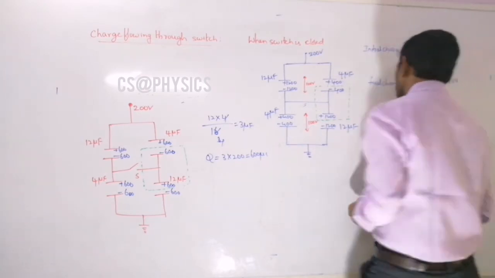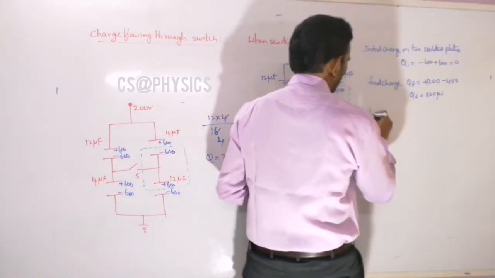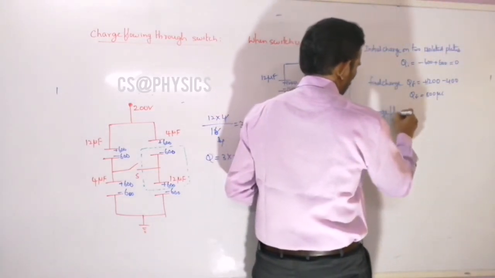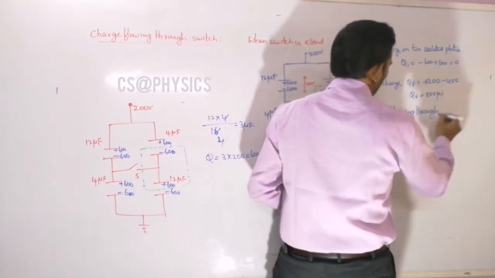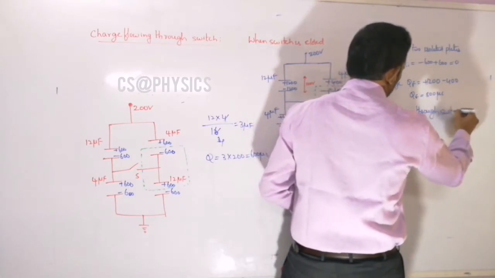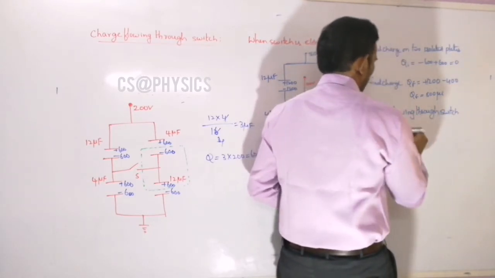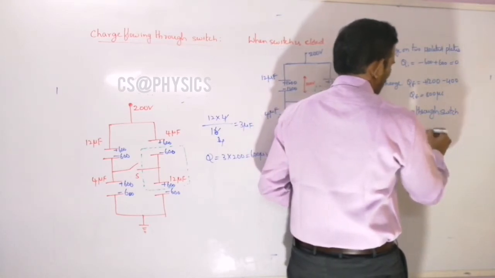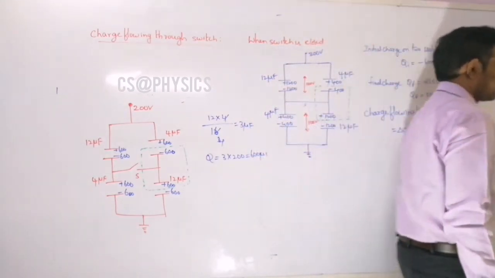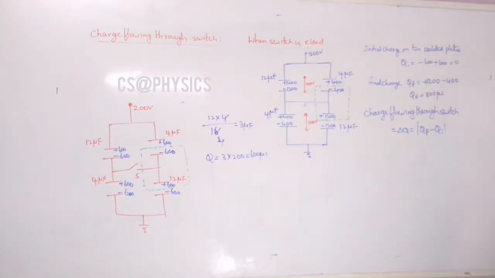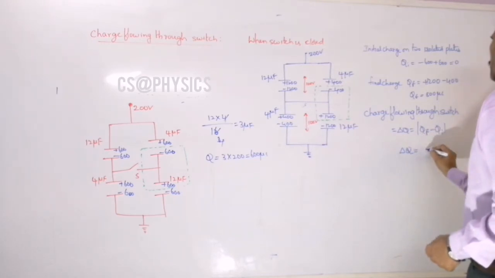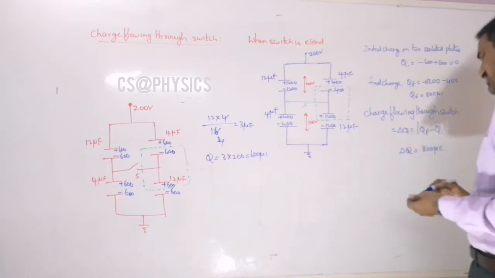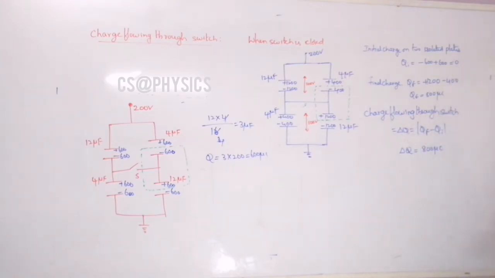And so now this is nothing but the charge flowing through the switch. We can write charge flowing through the switch is equal to delta Q, as I said previously, this Q final minus Q initial. The modulus of the difference we need to write, and yes, just we need this magnitude. So this value will be equal to 800 microcoulombs because that Q initial is 0. So this is the amount of charge that is flowing through the switch here.